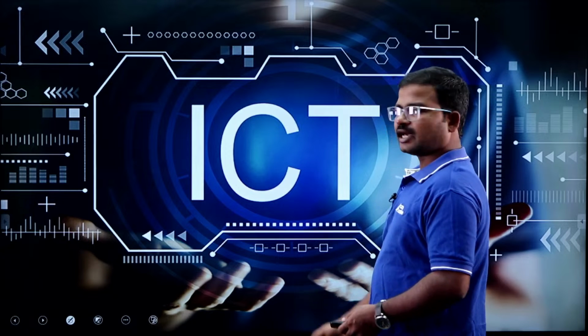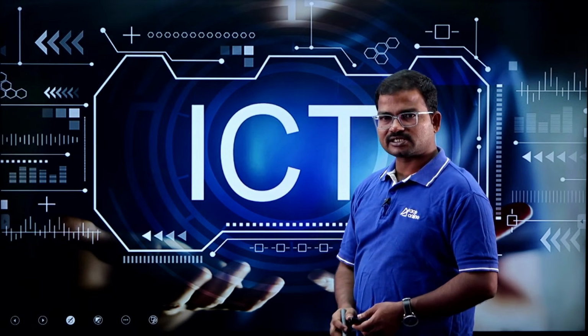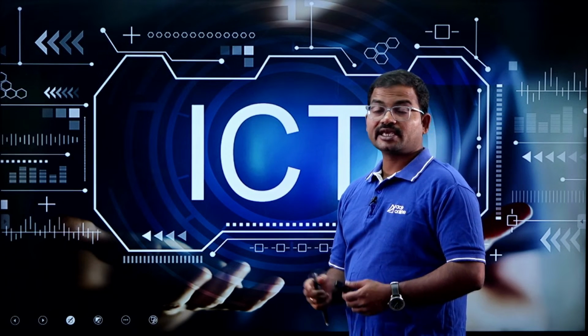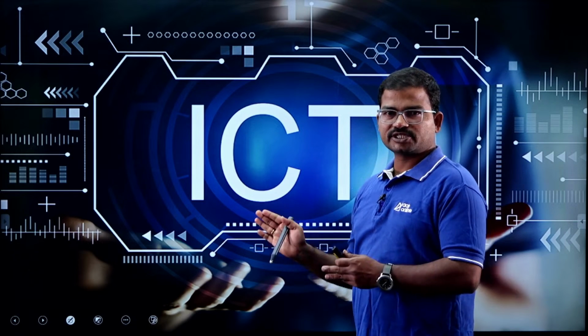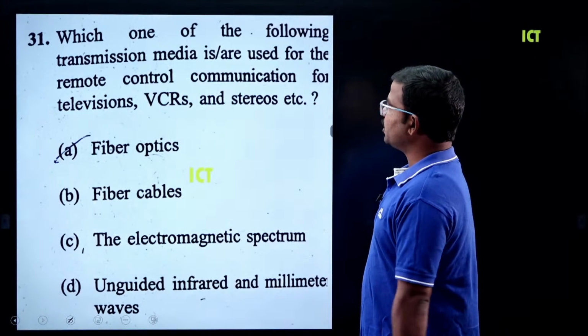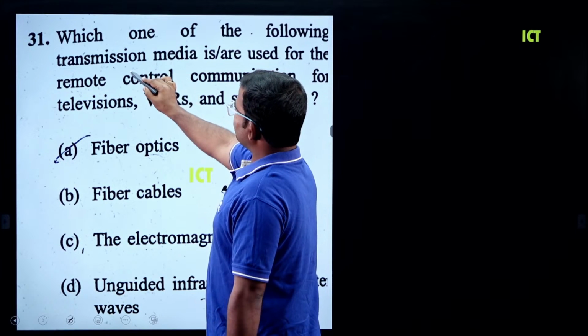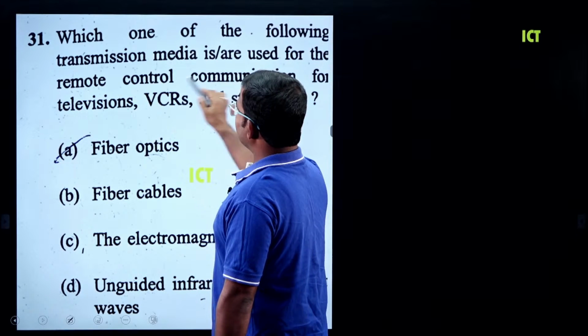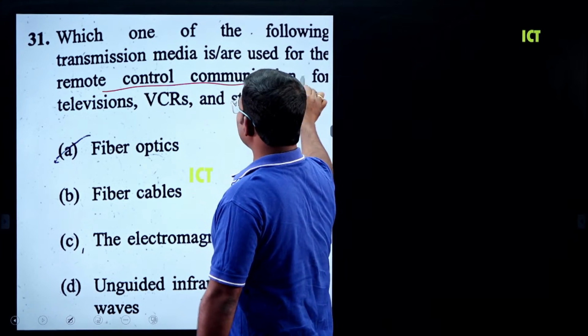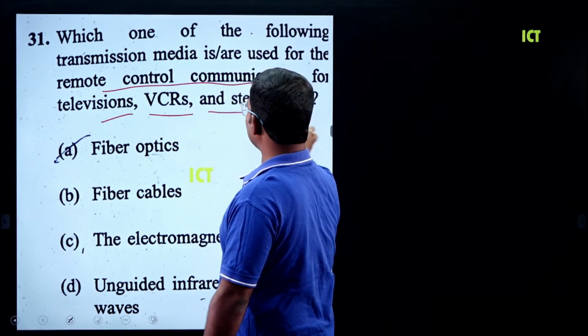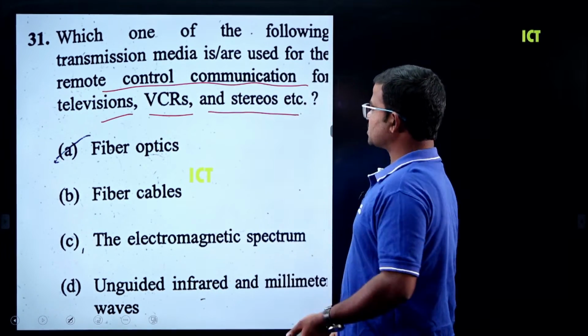So next one, ICT, Information and Communication Technology. This year we are getting around 15 questions, especially from this ICT. Here is the first question, question number 31. Which one of the following transmission media is used for the remote control communication for television? Okay, television, next VCRs like that.